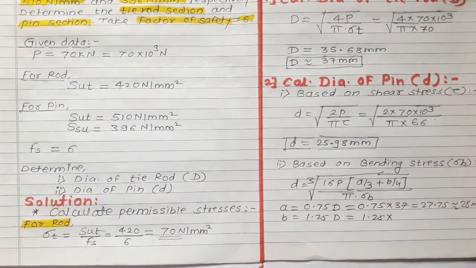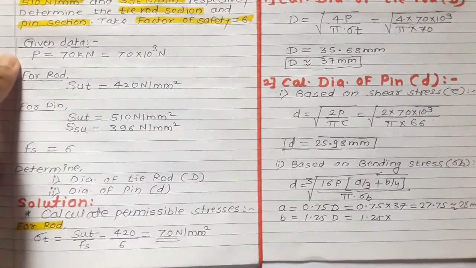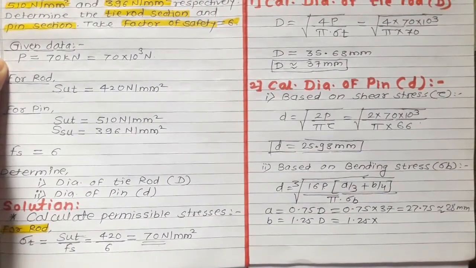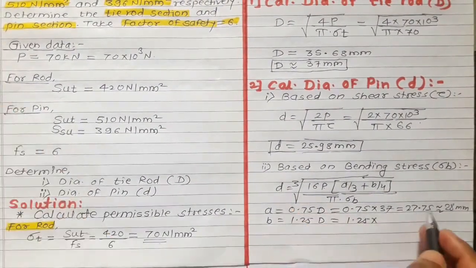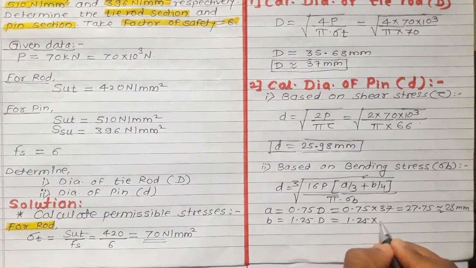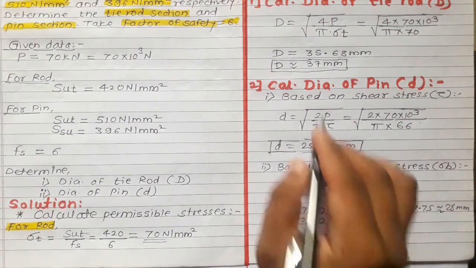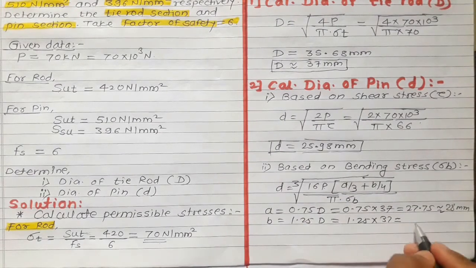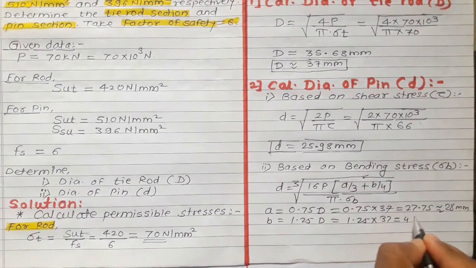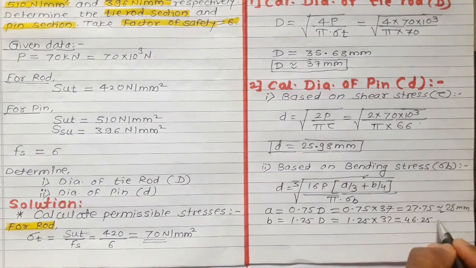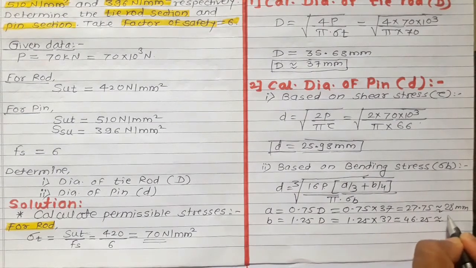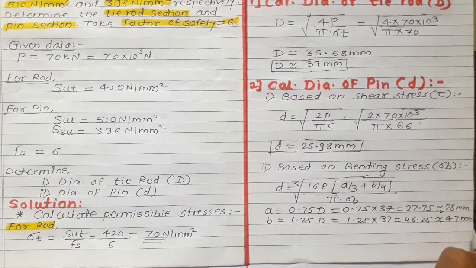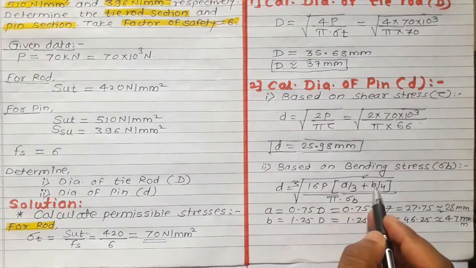So let us take the value of small a as 28 mm. And again here put the value of capital D, the same value 37. If you calculate this, you can get the answer 46.25, so you can take this answer as 47 mm. Okay, so this is the answer for small b. Now let us put the values of a and b here.